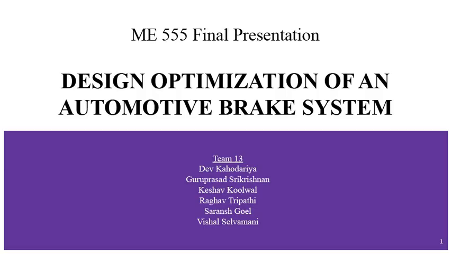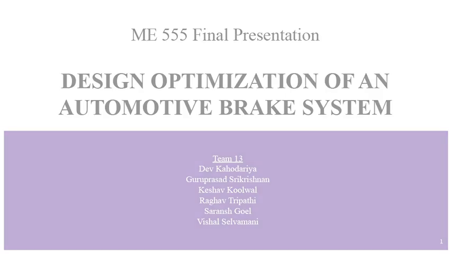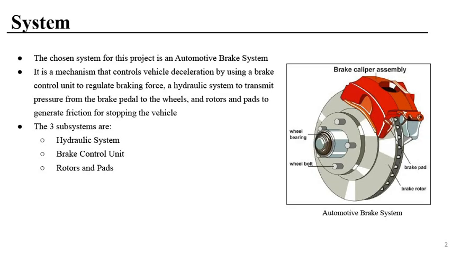In this project, we have chosen to analyze and optimize the design of an automotive braking system. The primary system we have chosen for this project is the basic automotive braking system, as shown on the screen. Its major functional parts include the brake calipers, pads, rotors, and the master cylinder. Our system comprises three subsystems: the hydraulic system, brake control unit, and the rotor and pads.